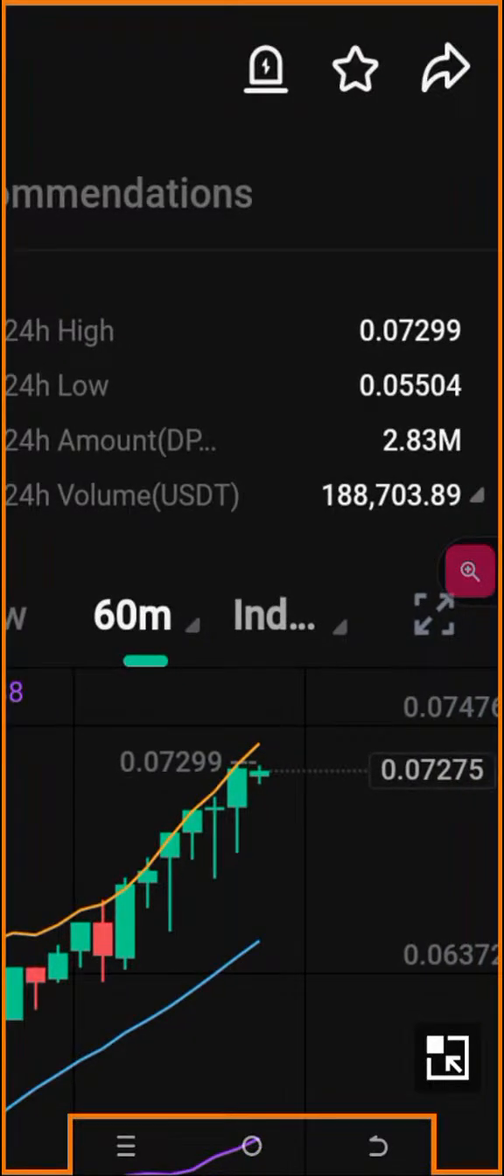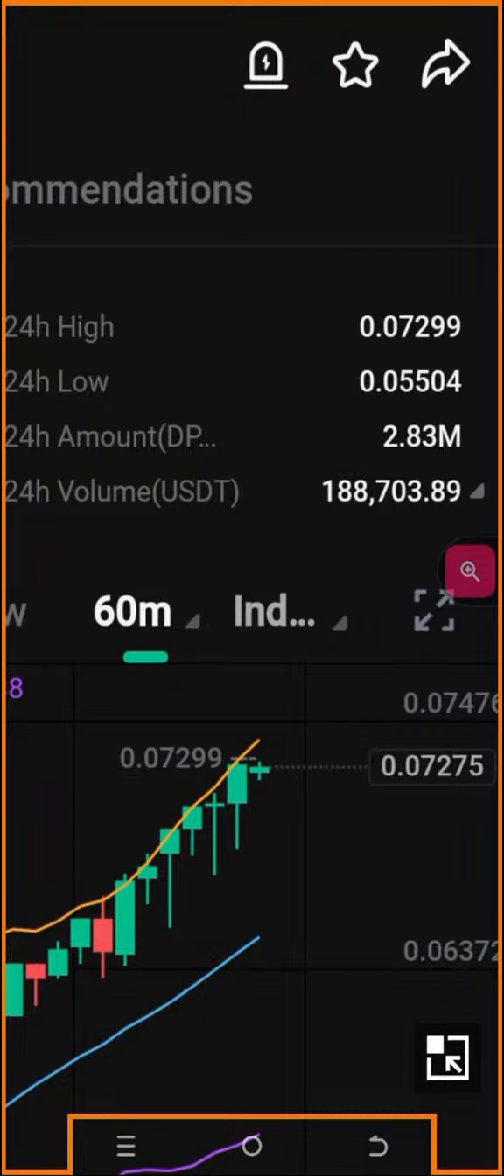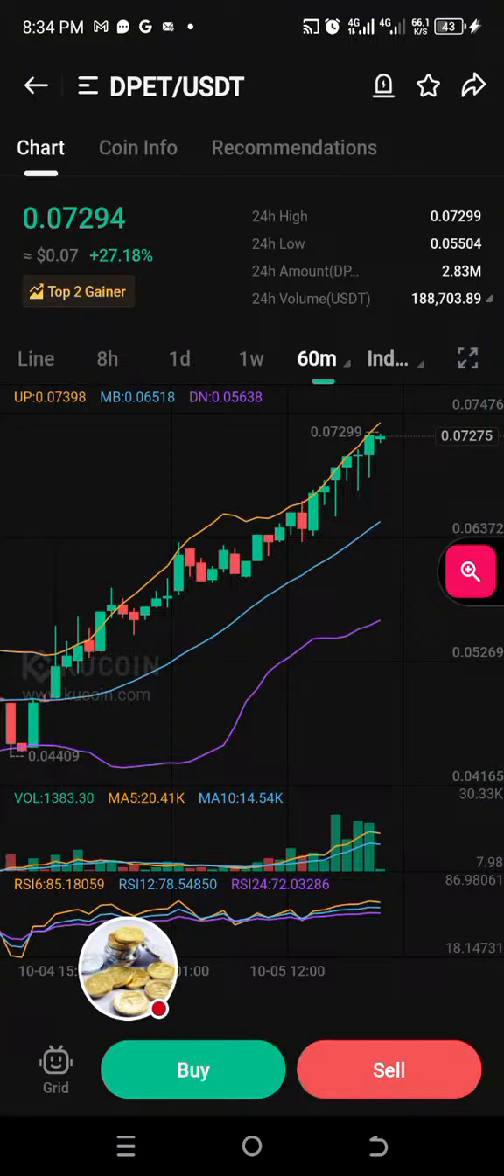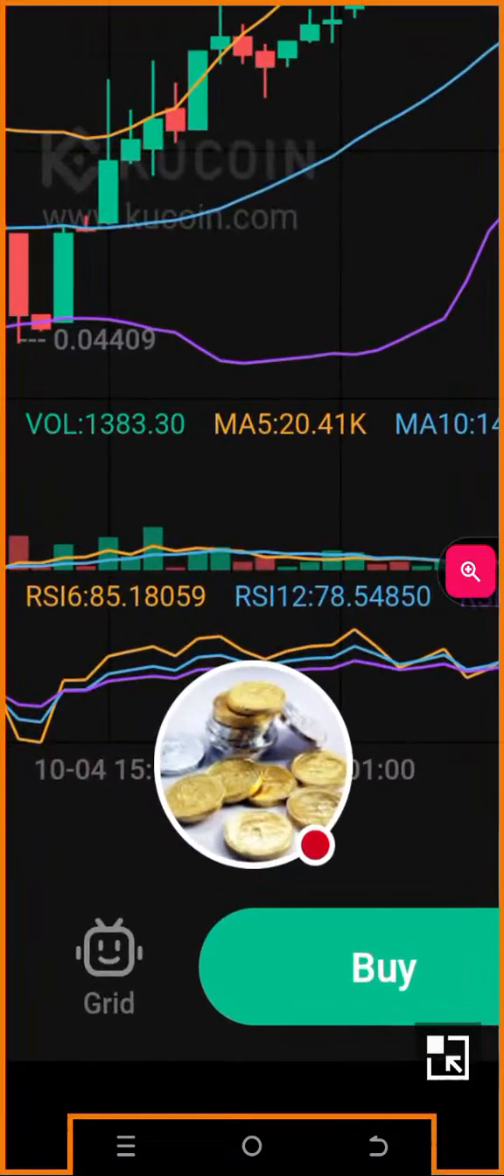188,703 USDT. That's not much, really. That's 2.83 million of the DPETs, right? But you can see it's on an upward trend. So it's possible that this, okay, let's check the RSI. What is the RSI telling us?